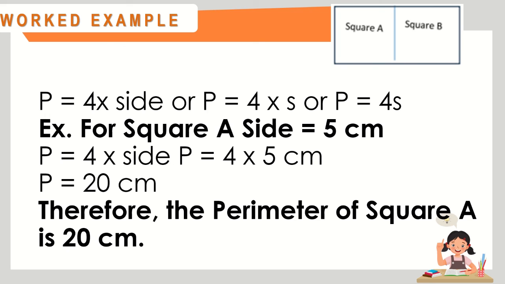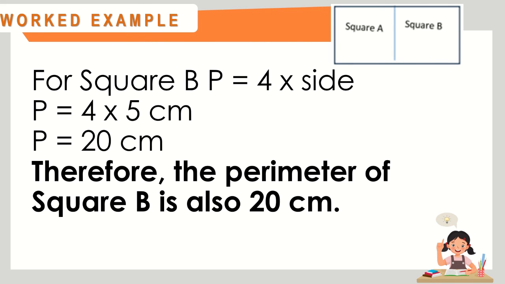P is equal to 4 times side, or P is equal to 4 times S, or P is equal to 4S. Example, for square A, side is equal to 5 cm. P is equal to 4 times side. P is equal to 4 times 5 cm. P is equal to 20 cm. Therefore, the perimeter of square A is 20 cm.